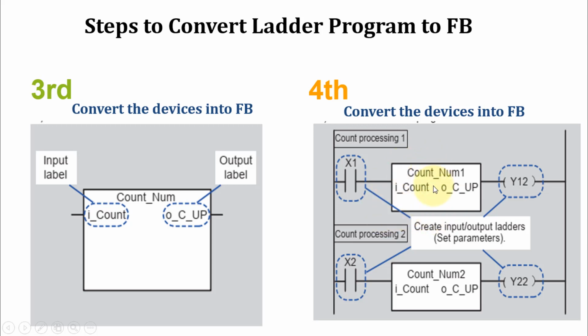Similarly, if I want this logic to be repeated 2 times, 3 times, I will copy this function block and paste it over here. Again, I will change the input devices and output devices. So this block is a universal block. I can use this block in my program as per my requirement. I just need to copy the block, or drag the block over here, and change only the input devices and the output devices, and I will be ready to use. So these are the 4 steps in which we can convert a ladder program into a functional block.